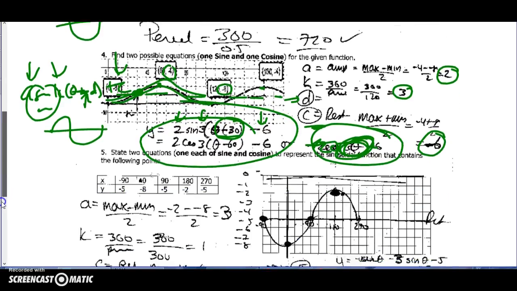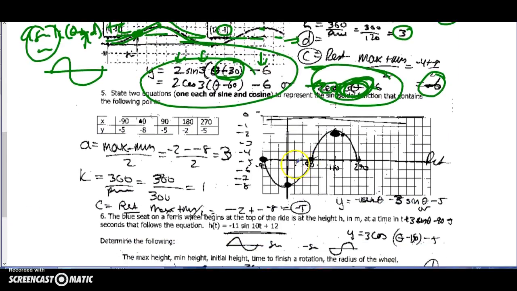Okay, let's go. We're short on time again. So now let's redo the same thing. Same sort of thing here. I want to plot the points, and then I come up with my A, my K, my D, and my C. After the points are plotted, what's A, max min? There's my A. There's my K. There's my C. And I have to find D.